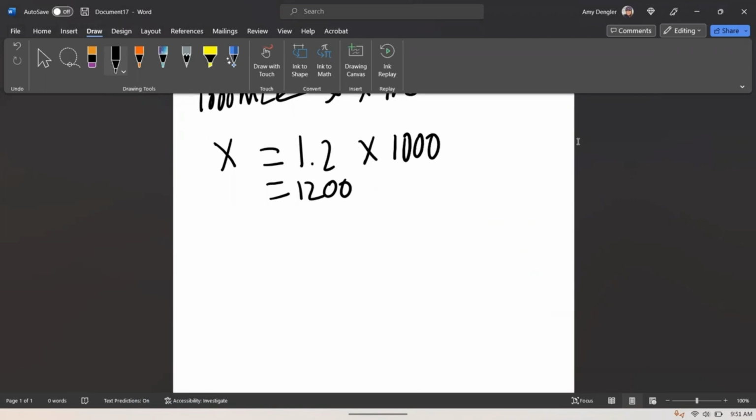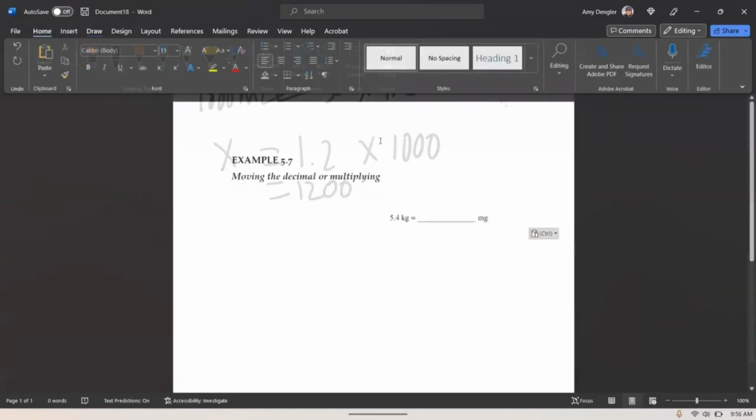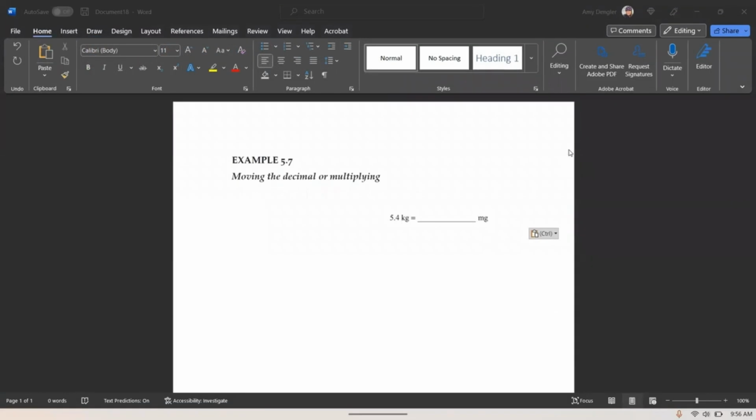So if 1 is 1,000, then it makes sense that 1.2 is 1,200. All right, so example 5.7 is the same, trying to move the decimal points, but we're just going to do proportions. So we have 5.4 kilograms and we need to change that to milligrams.